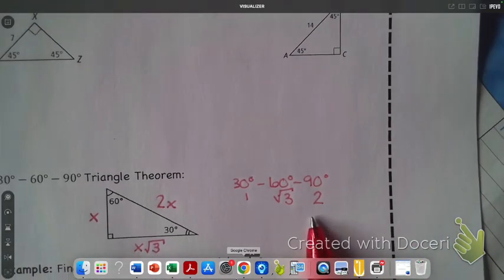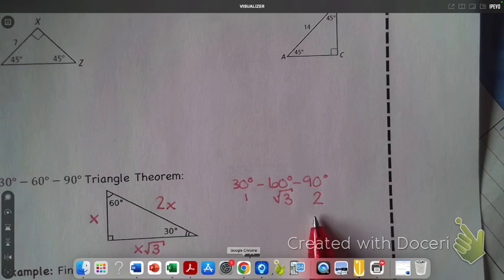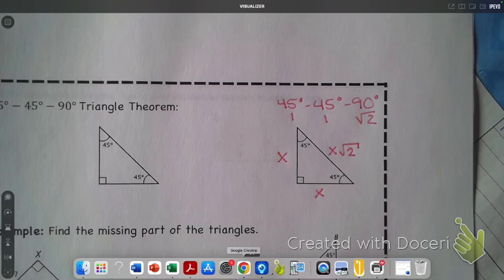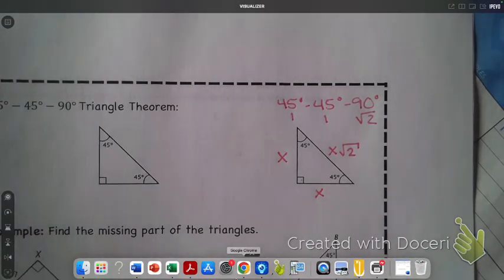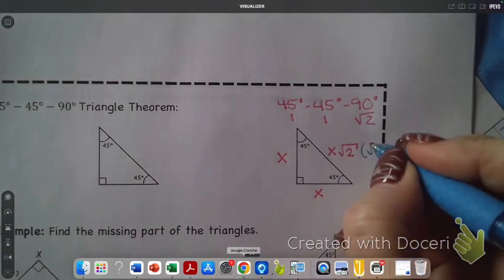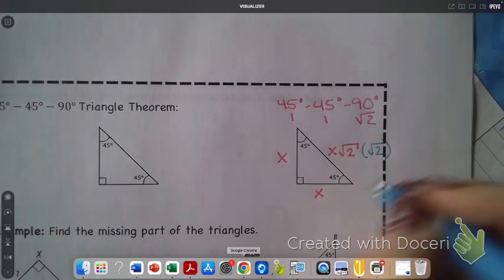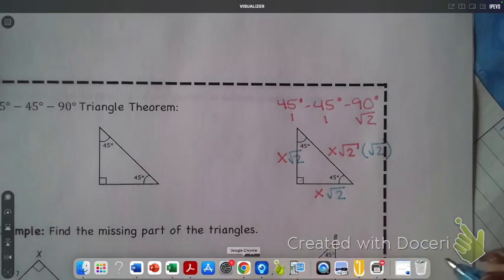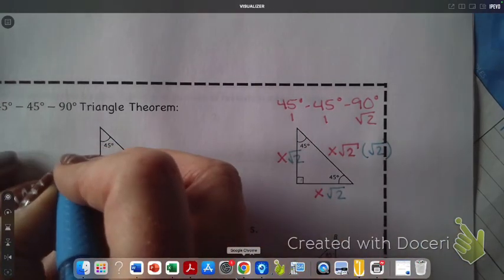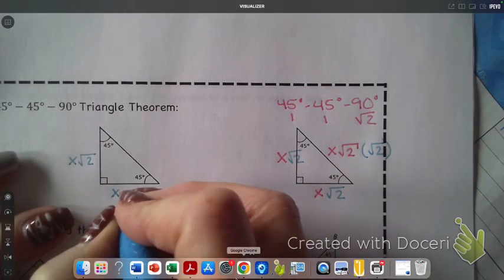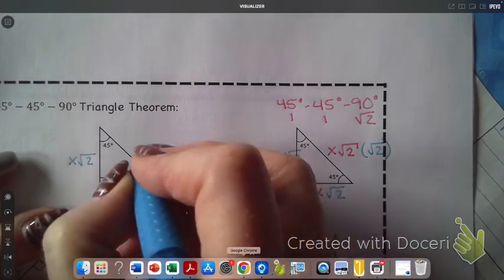Would it be helpful if the 90s were the same? Okay, so how could we make the square root of 2 just 2? What would I multiply it by? Itself. So square root of 2. So if I multiply this by the square root of 2, I have to multiply what? All of them. So it changes my ratios to x square root of 2, x square root of 2, and 2x.